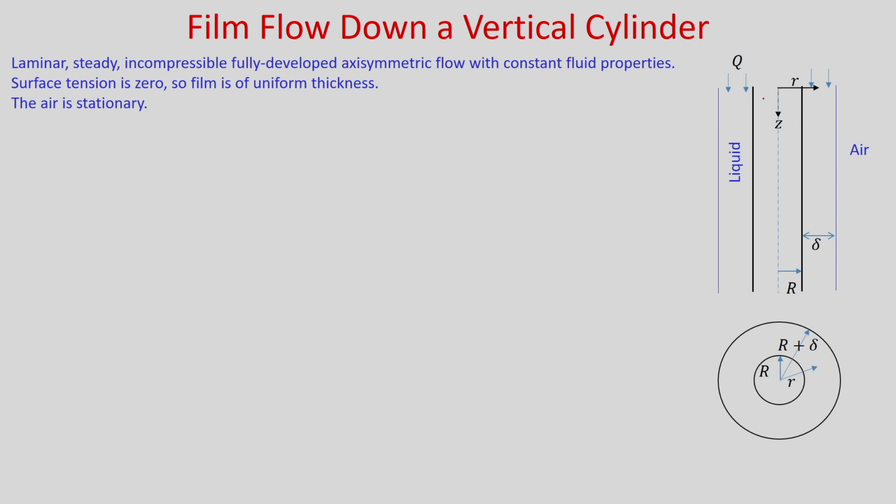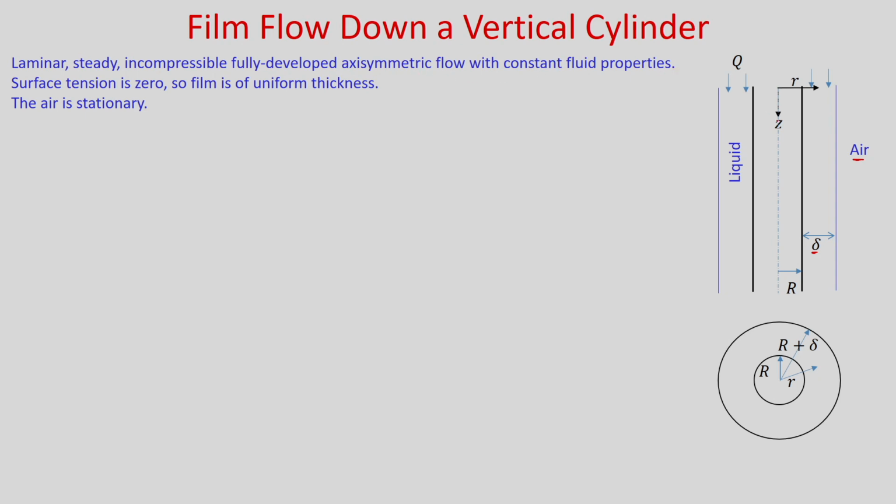So, you can see a Newtonian liquid is flowing down on the outer surface of an infinitely long cylinder of radius R. This is the cylinder with radius R, and outside you can see it is a thin liquid film of thickness delta. And outside of this film we have air which is stationary. So, the coordinate is taken r in this direction and z in the downward direction, and in this case we are assuming laminar, steady, incompressible, fully developed axisymmetric flow with constant fluid properties.